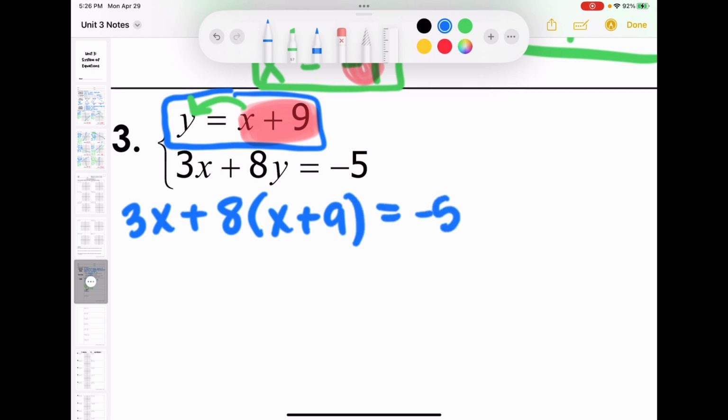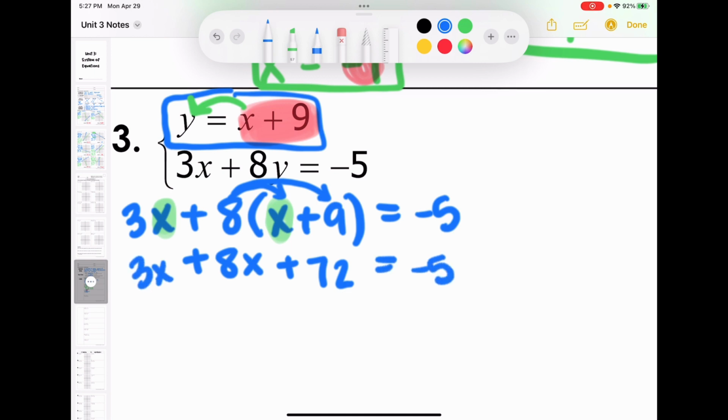So now I have to stop and check. In this new equation, do I only have one variable? And the answer is yes. The only variable we're looking at is x. So I can continue on. All right, when solving, you want to get rid of the parentheses first. So I need to distribute this 8 to the x and to the 9. So 8 times x is 8x, and 8 times 9 is 72. Then I just bring the 3x and the negative 5 down.